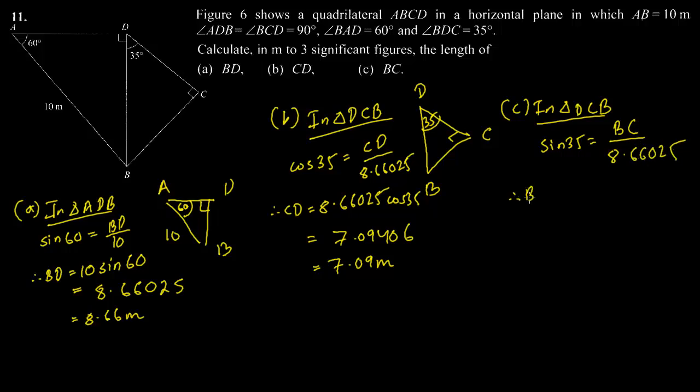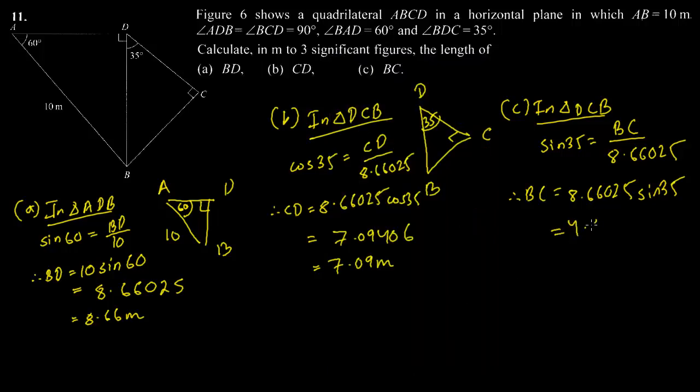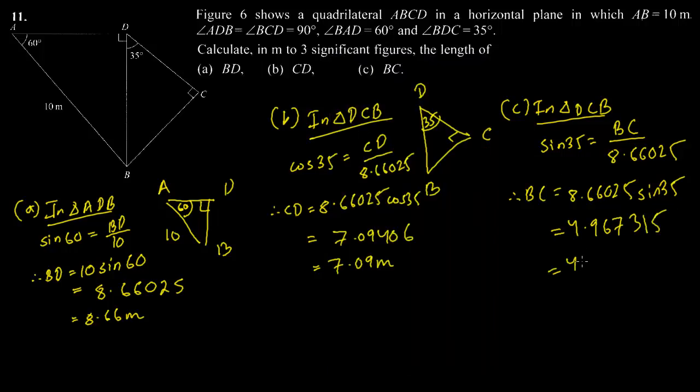8.66025. Therefore, BC equals 8.66025 sine 35. So that turns out to be 8.66025 into sine 35, which is 4.9673. So that means it would be 4.97 meter. So that would be the answer. So question number D.